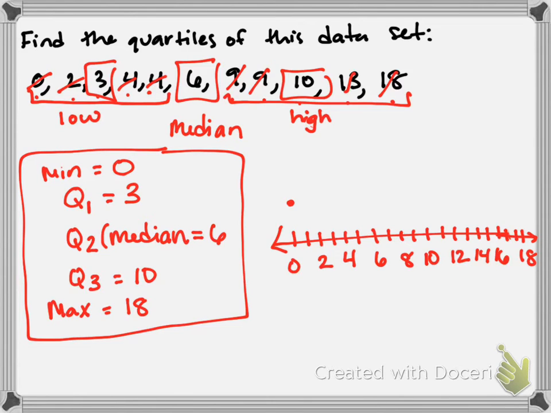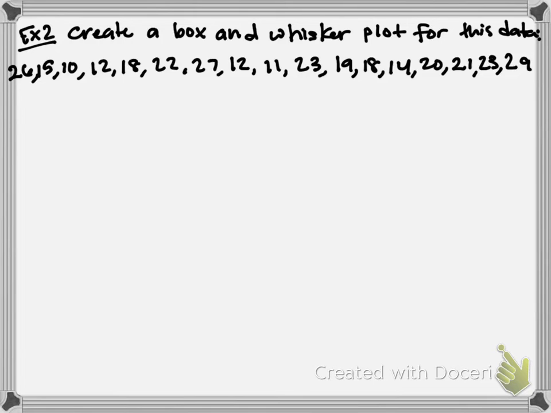So I need a point at 0, I need a point at 3, I need a point at 6, I need a point at 10, and I need a point at 18. All right, all I did was plot the 5 numbers in this box right here. The 3 numbers in the middle make up the box of my box and whisker, and the ends are my whiskers. So if I can find those 5 data points, I can easily make a box and whisker plot.